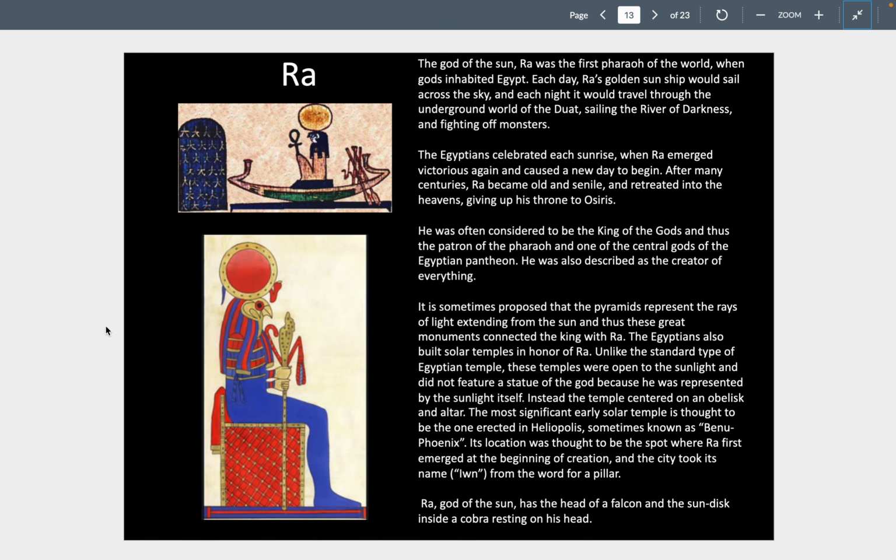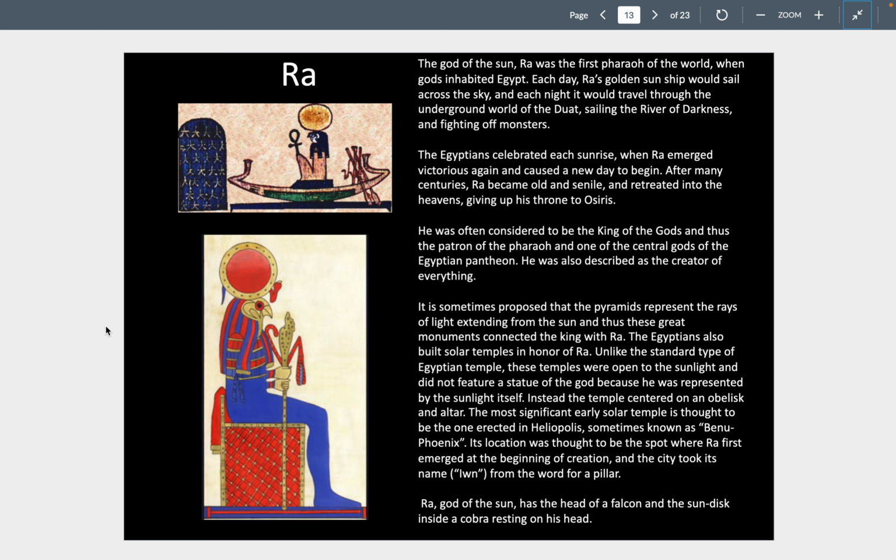So the sun god Ra is the first pharaoh of the world, and when the gods inhabit Egypt, he would have a golden ship and would sail across the sky and then return to the underground world of the Duat. And he would sail in the river of darkness and fight off monsters. So the Egyptians celebrate each sunrise when Ra emerges victorious again, causing a new day to begin.